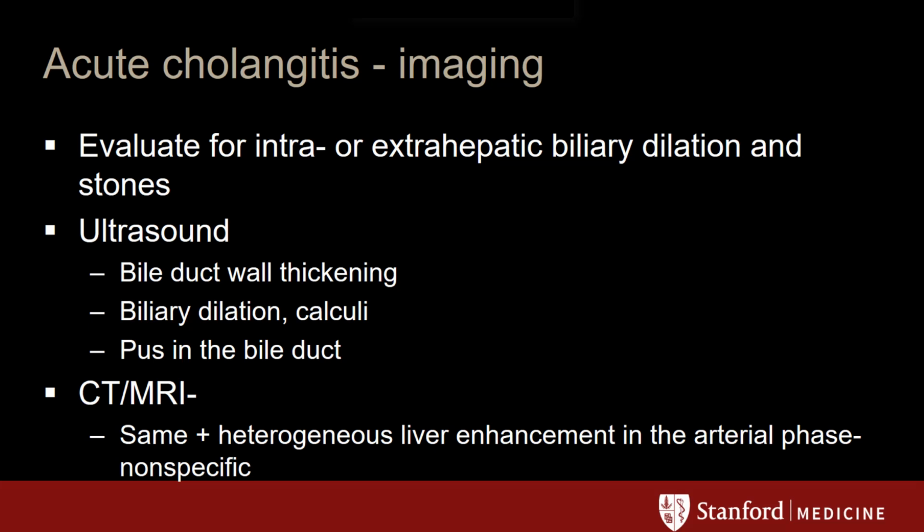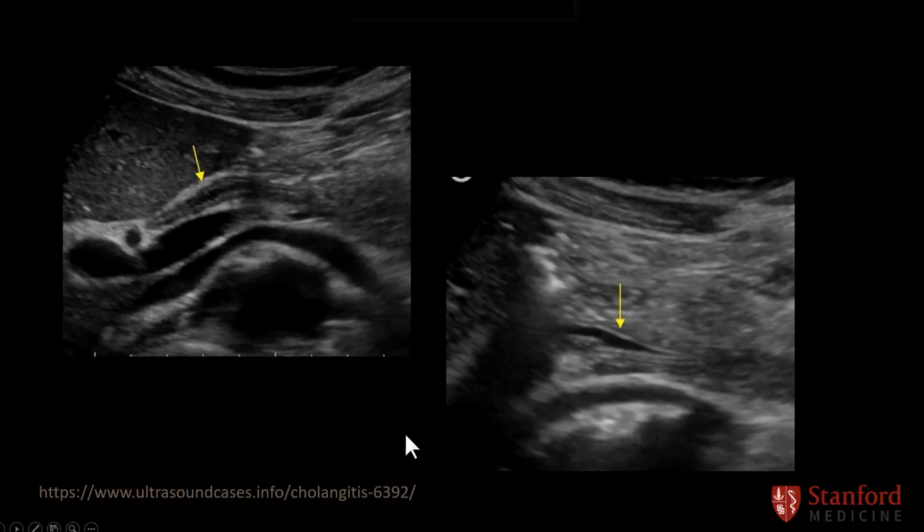On ultrasound, you can actually see thickening of the bile duct wall. And then, of course, the bile duct calculi. Sometimes you can see pus in the duct. CT and MR show the same, plus that heterogeneous enhancement that I showed you. Here's an ultrasound image in a patient with hyperbilirubinemia, and you can see that wall thickening of the duct very nicely. The distal duct here is not inflamed. It's a nice comparison. It tapers normally at the pancreatic head here.